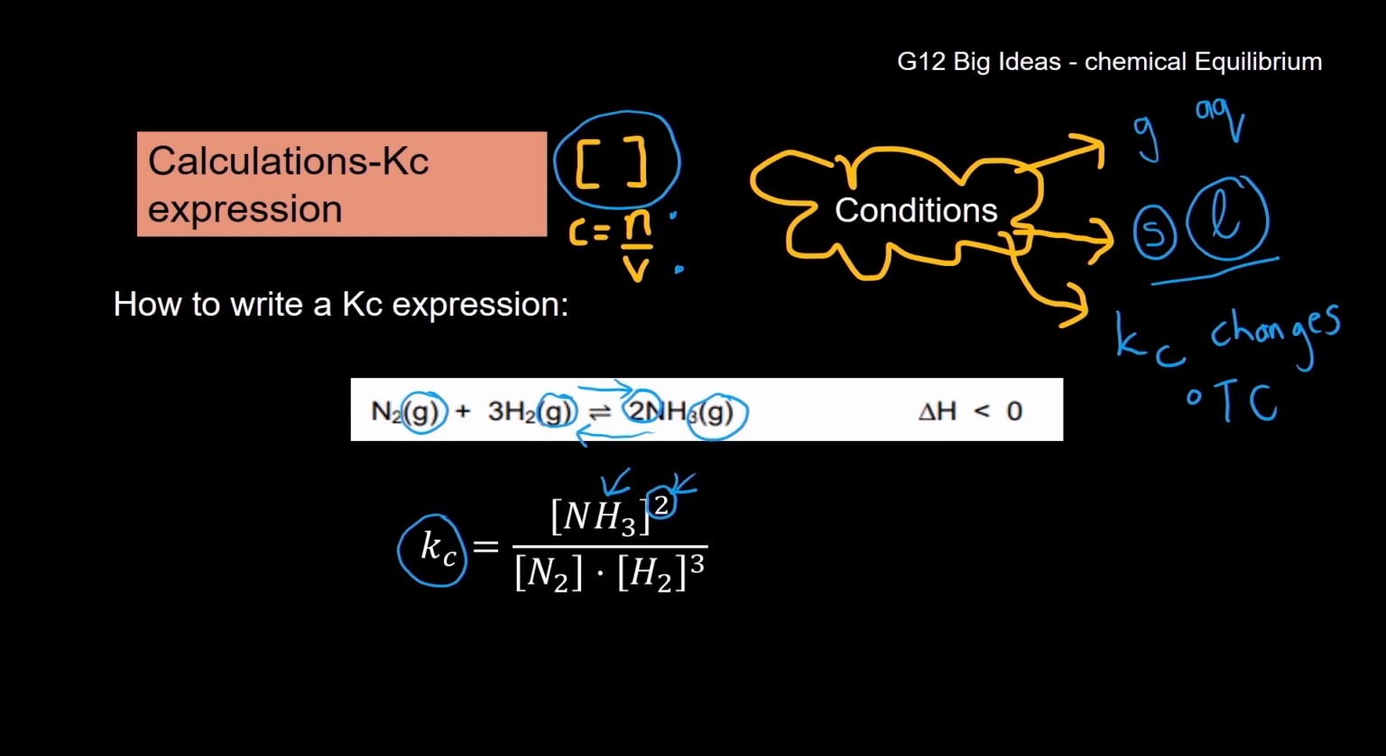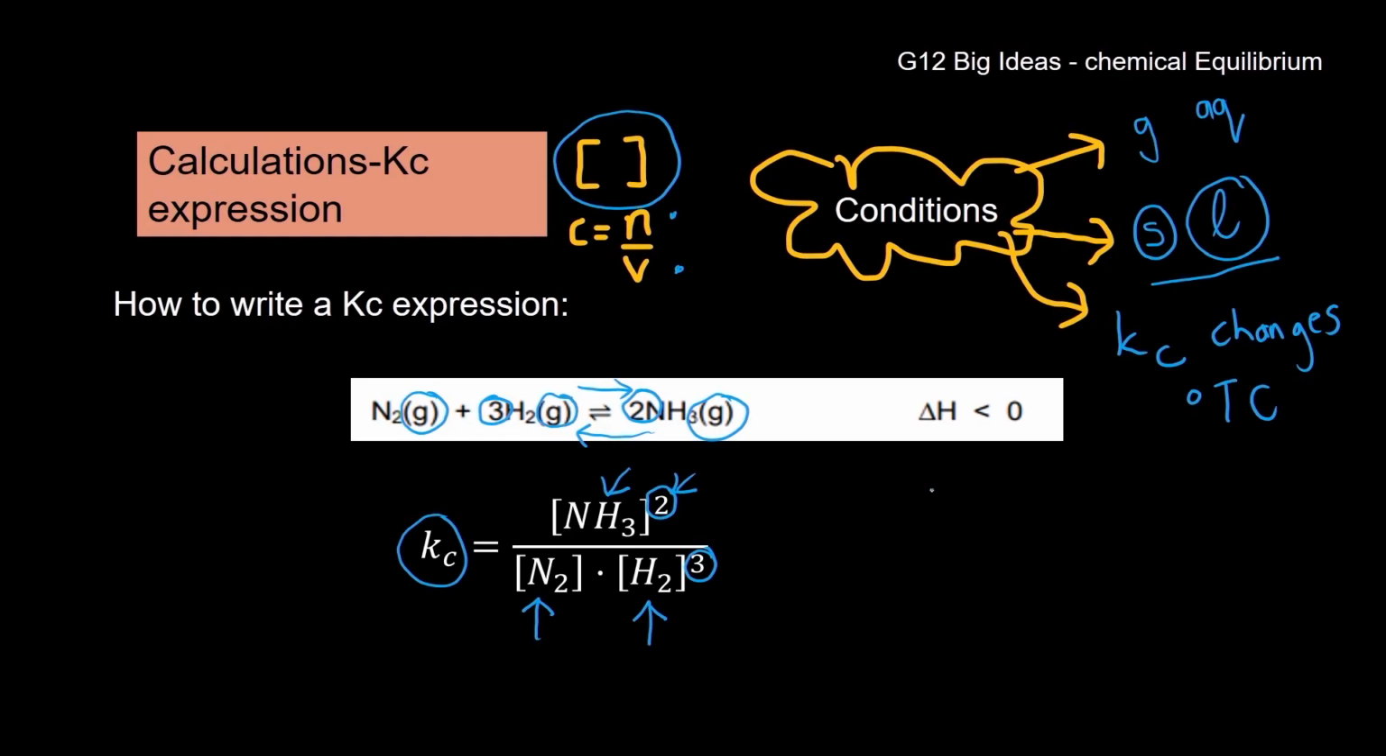We divide that by the concentration of nitrogen gas and the concentration of hydrogen gas. It's times together. And look here, we cube the concentration of hydrogen gas. Why? Because it has got a coefficient of 3. So when you are writing this, you need to be extremely particular about the expression that you're writing. It has to be specific for the balanced equation of the reaction that has been given to you.